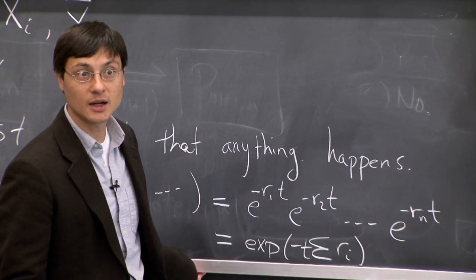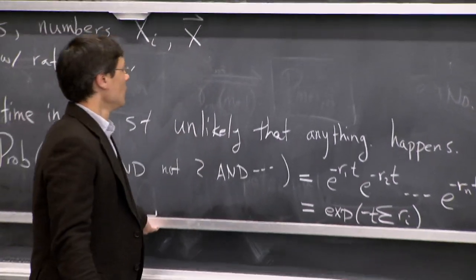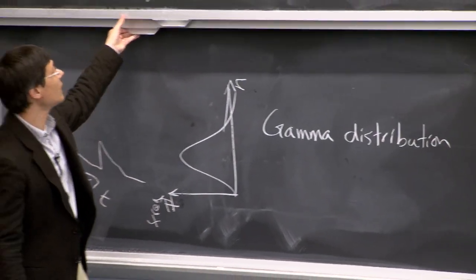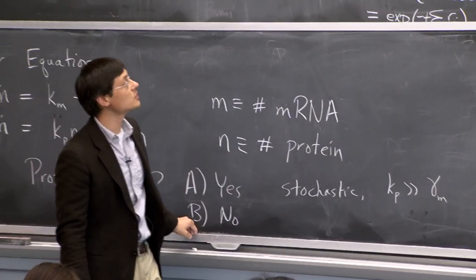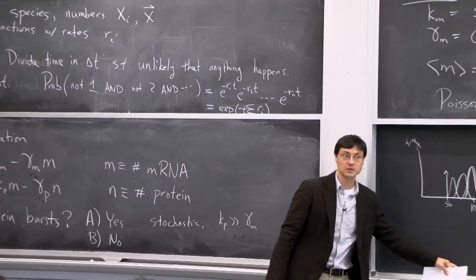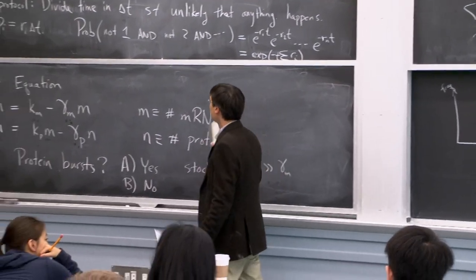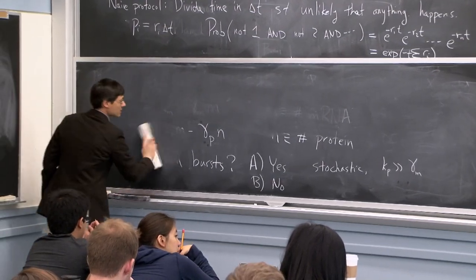That's the basic insight behind the Gillespie algorithm. Instead of dividing things up into a bunch of little times delta t, you ask, how long am I going to have to wait before the first thing happens? And you just sample from an exponential with this rate r that is the sum of the rates.